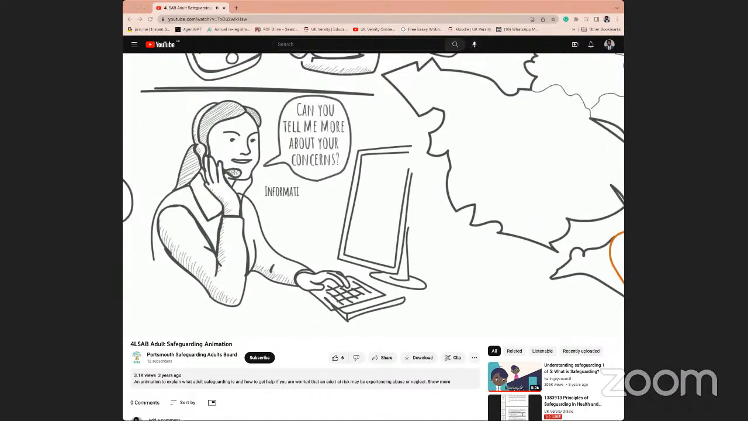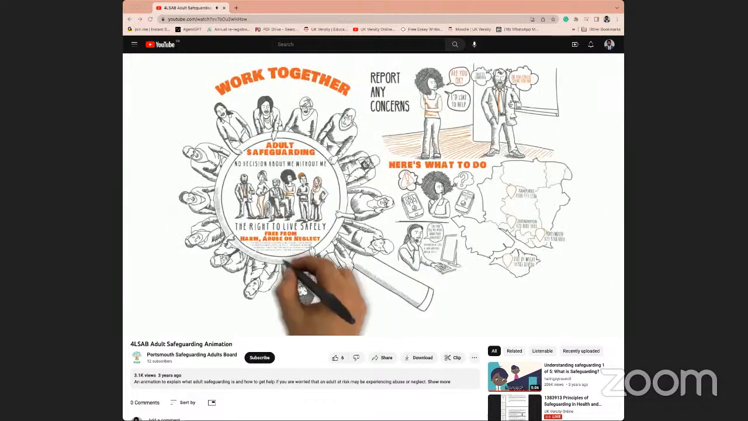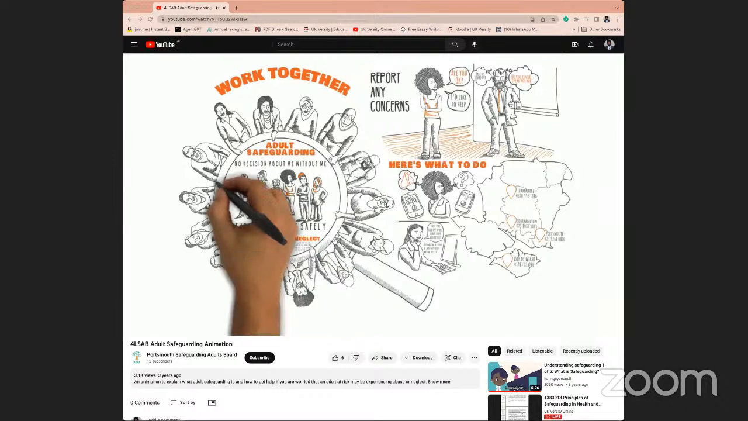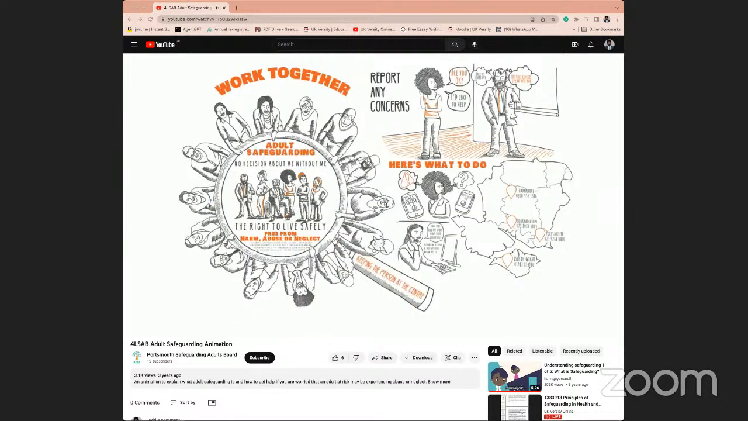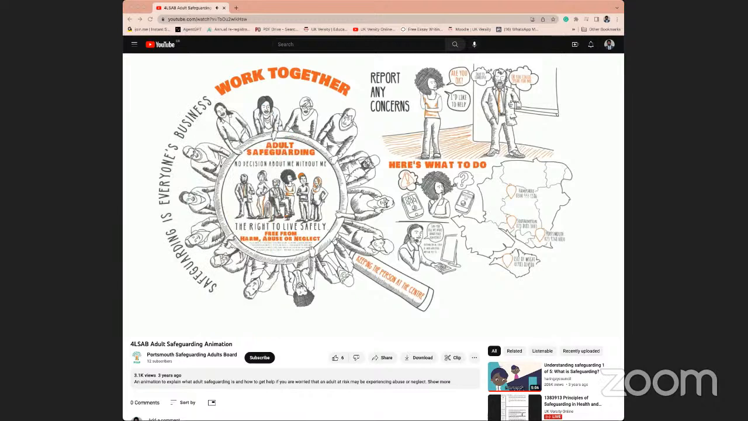Information will be shared with others only when necessary. For example, if a crime has happened, we may need to tell the police. Your concerns will be looked into and taken seriously. We will work with the person to help keep them safe. We'll listen and involve them, giving them control and choice over what happens next. If you have concerns, tell somebody. You will be listened to, and help is available. Safeguarding is everyone's business. We all have a part to play in keeping adults safe. Thank you for playing yours.